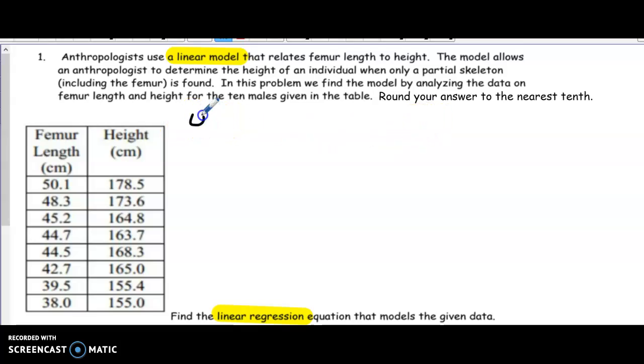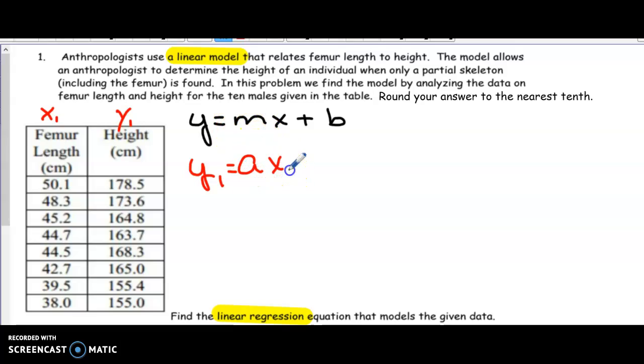Remember, you have y equals mx plus b as your linear equation. When you plug it into Desmos, you're going to plug in the length of your femur as the x values and the height as the y. And they actually have subscripts on them in there. So when you type your equation in Desmos, you're going to have y sub 1 is equal to, and this m in Desmos, they use as an a, so a sub 1 plus b. So that's going to be the equation that you use.